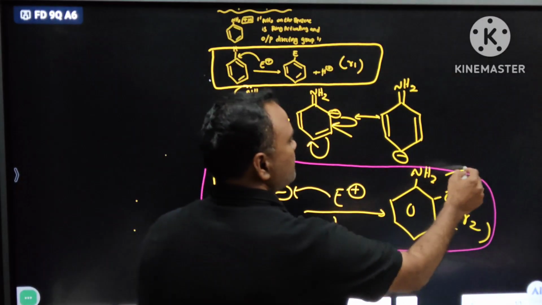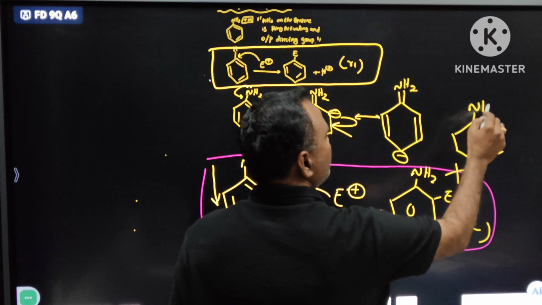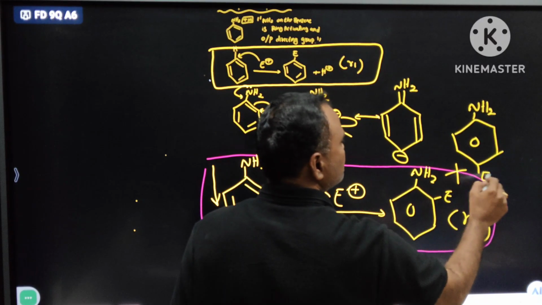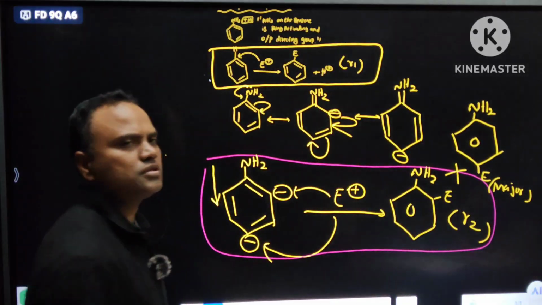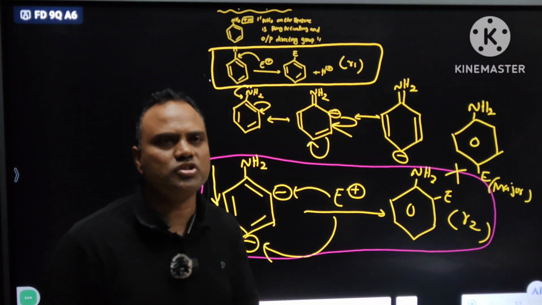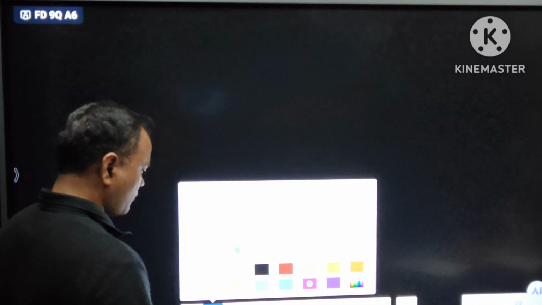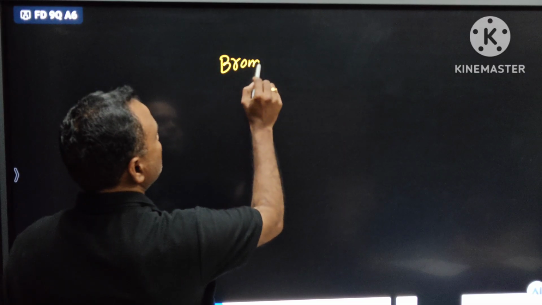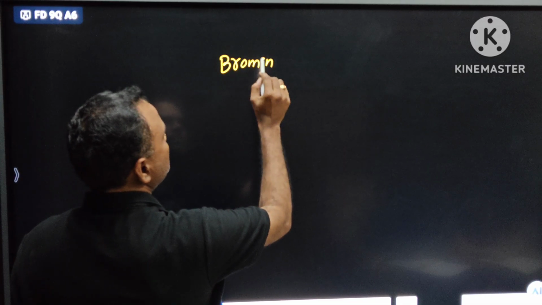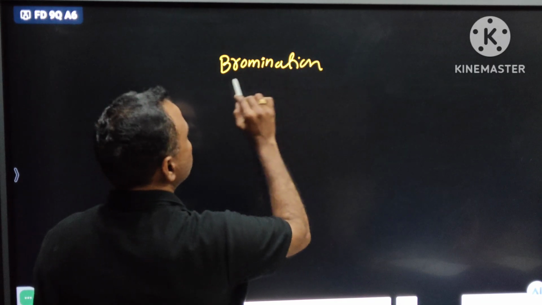Here we will get another product also. Which product is that? Para. Para will be the major one. Para is major due to less repulsions. In the para, repulsions are less. Generally the para product will be the major product. Clear? Bromination. First property, electrophilic substitution. Bromination.